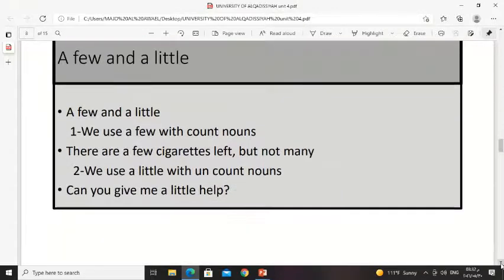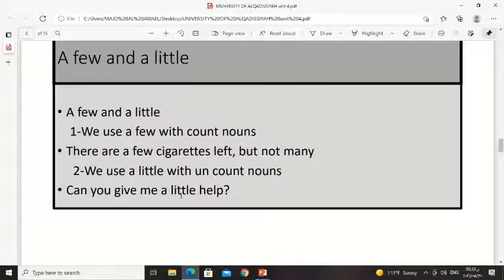A few and a little. We use a few with countable nouns. There are a few cigarettes left, but not many. فهنا cigarettes هي معدودة. استخدمنا معها a few. We use a little with uncountable nouns. إذا few و little هي تعبر عن الكمية القليلة، لكن few مع المعدود و little مع الغير معدود.